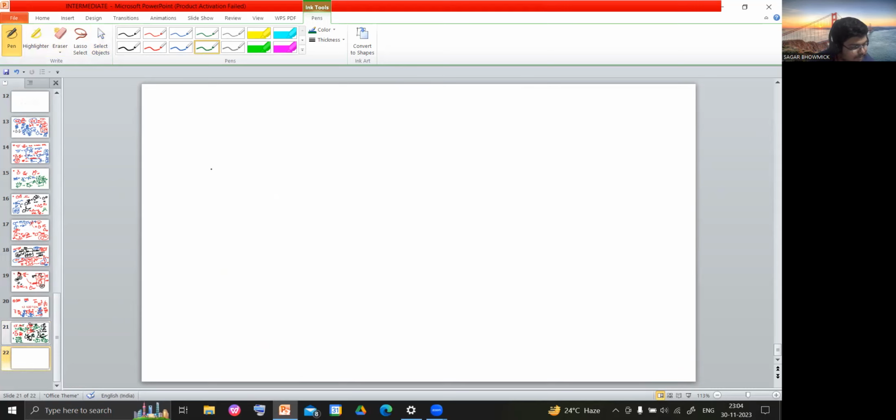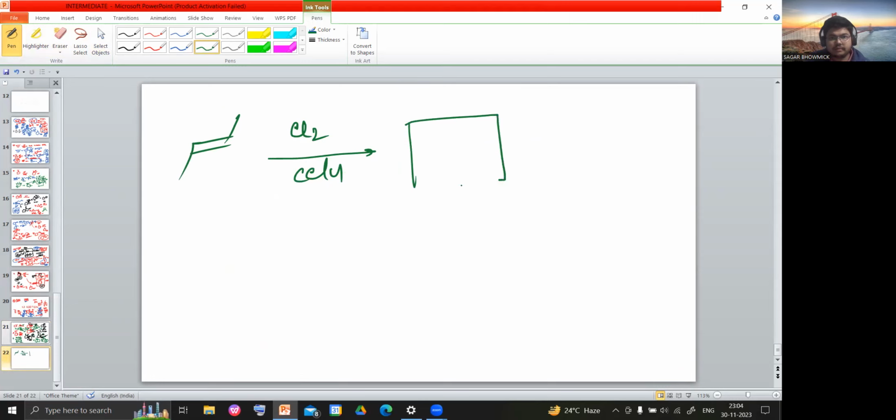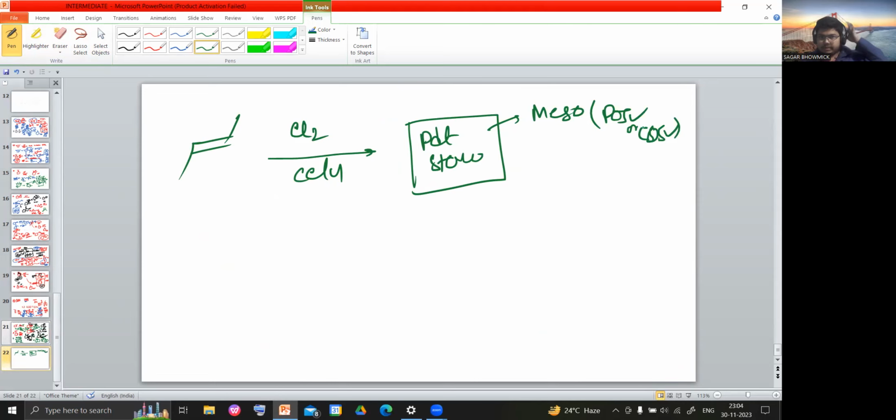Now, suppose my alkene is this, and I am giving you Cl2 in CCl4. If the stereochemistry of the product is asked, that means either this product is going to be a meso compound. Meso compound means it is going to have a plane of symmetry or center of symmetry. So if a plane of symmetry or center of symmetry is present in a molecule, it is a meso compound. So the product may be meso or the product may be optically active. Meso means optically inactive. And the second one is optically active.